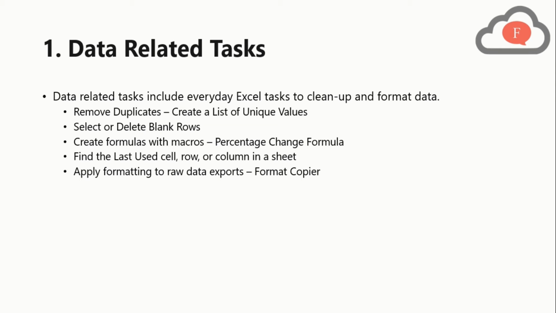So in that case, you can always go for it. For example, you can use the remove duplicates option, like you can create a list of unique values. Or secondly, you can select or delete blank rows. Thirdly, you can create formulas with macros, like a percentage change formula. Or you can find the last used cell, row or column in a sheet. Apply formatting to raw data export, format copier. All these things can be done using the macro. So this is the first practical use of the macro.